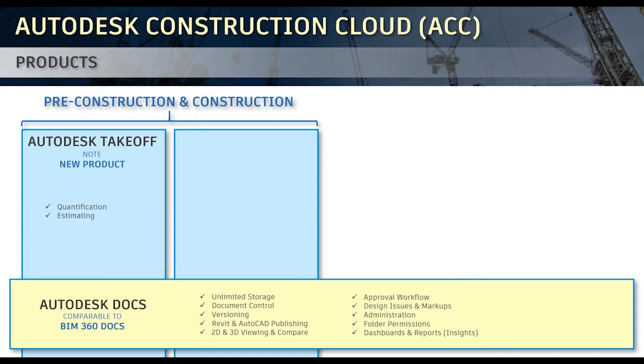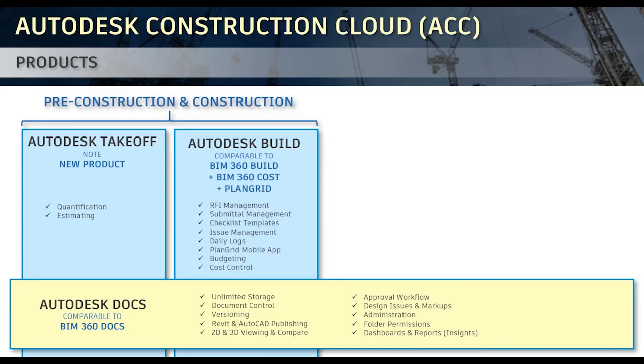The second product that falls under this category is Autodesk Build. And this product is comparable to BIM 360 Build plus BIM 360 Cost Management plus PlanGrid. So with the new ACC platform, you actually get what were once three products all bundled into one product in the ACC. And as we'll cover in more detail here in a bit as we walk through the browser, Autodesk Build provides tools for RFI and submittal management, checklist creation, and templates for use in the field for things like daily logs or reports, as well as safety inspections.